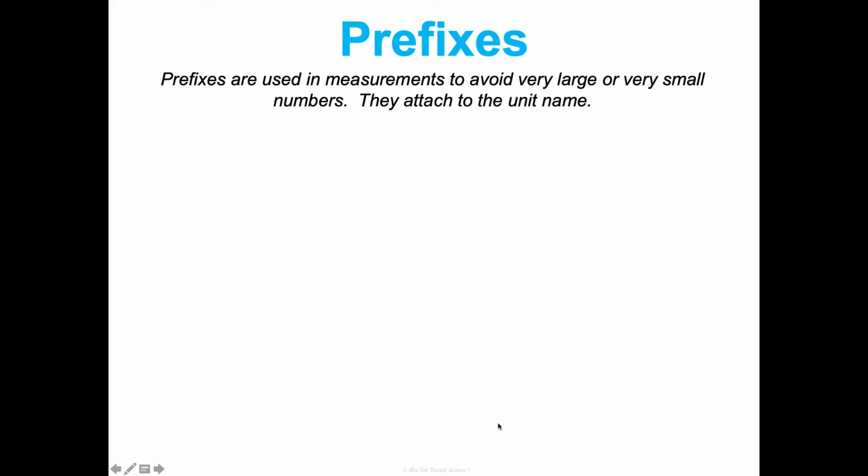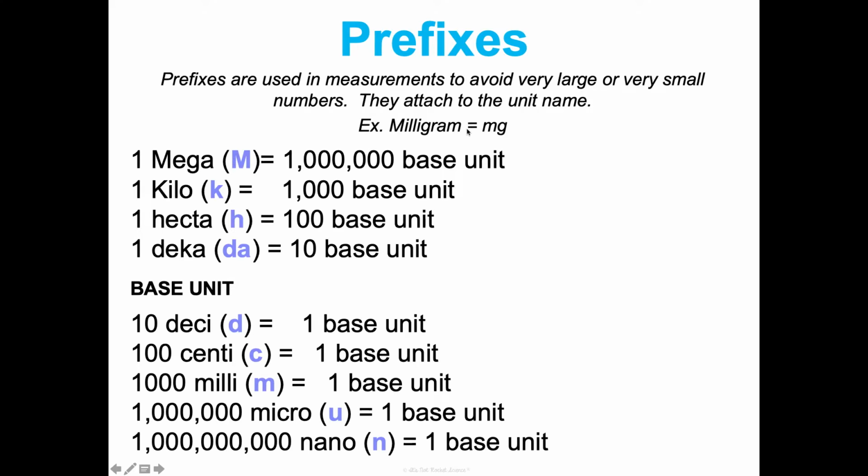We're also going to use prefixes. Like I said, we don't want to use really giant or really tiny numbers. So prefixes help us to attach to a unit just to make the number make a bit more sense. So for example, milligram, milli is a prefix attached to gram, and it's represented by mg. So we have all of these different conversion factors that we can use, okay? So don't let this overwhelm you.